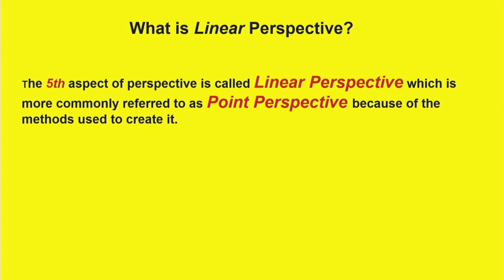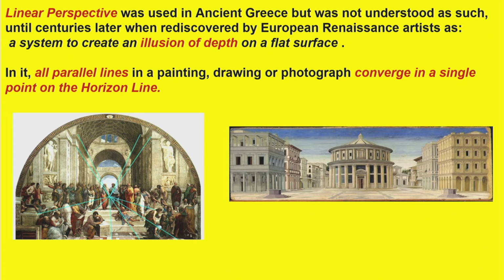The fifth aspect is called linear perspective, which is more commonly known as point perspective because of how it's actually constructed. Now, linear perspective was actually used by the Greeks centuries before the Renaissance artists actually rediscovered it. But what the Renaissance artists did that was different was that they actually figured out a method, a system of why perspective works the way it does. And what they figured out was that two parallel lines looked at a distance seemed to converge in a single point on the horizon line.